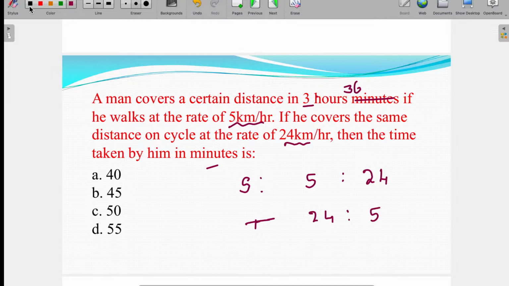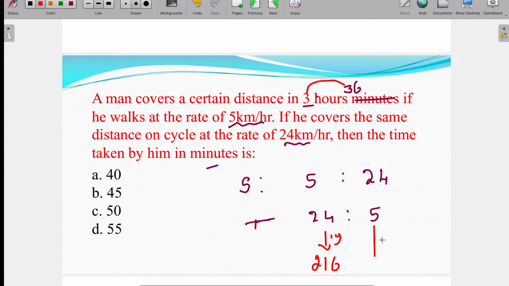Means initially you take 24 minutes, now you take 5 minutes only. Otherwise I can write it, no need for the difference. Here I can convert directly, because the initial time I also know. Initial time will be 216. 24 parts is equal to 216. One part is equal to 9.